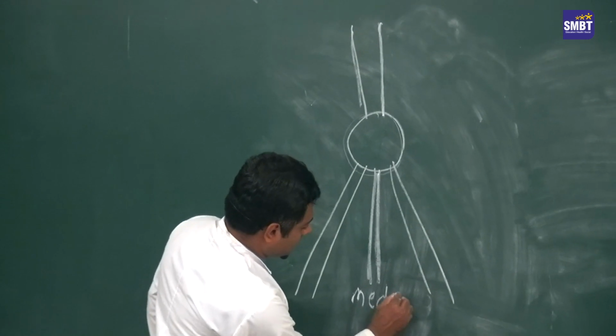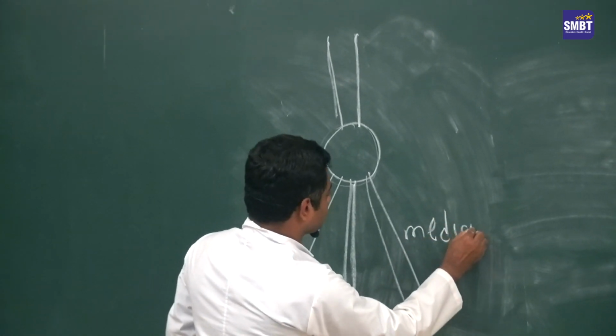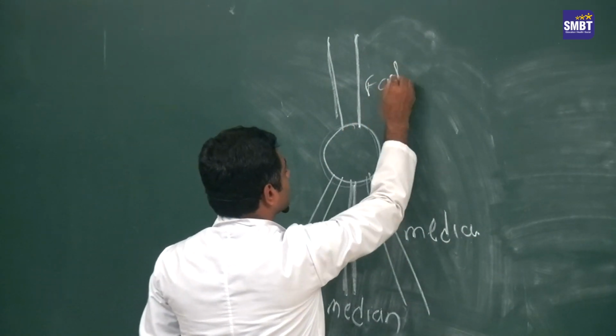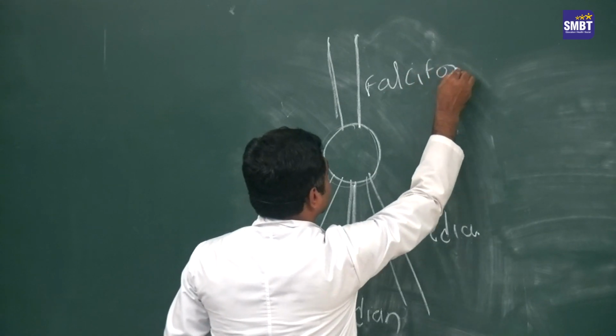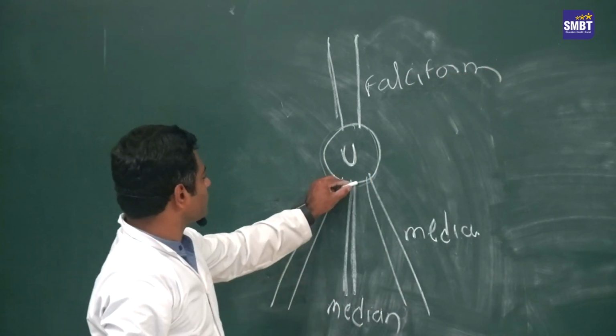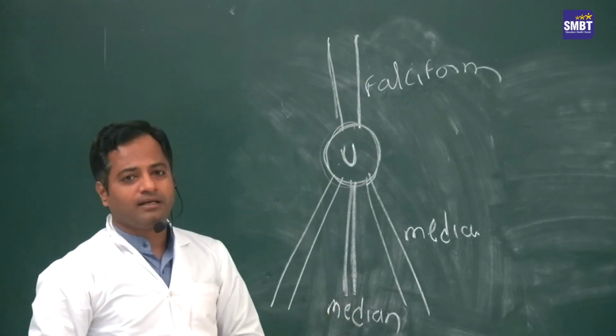This is median, and these laterals are medial. Okay, and this is the falciform ligament, and this is the umbilicus, the central part. So all these structures go here near the fibrous ring, covered by skin, called the umbilicus.